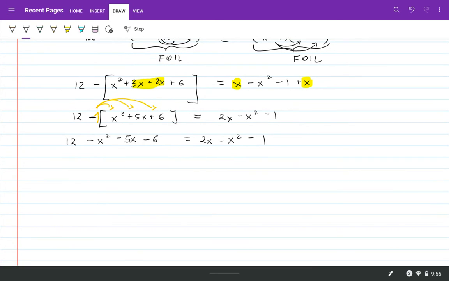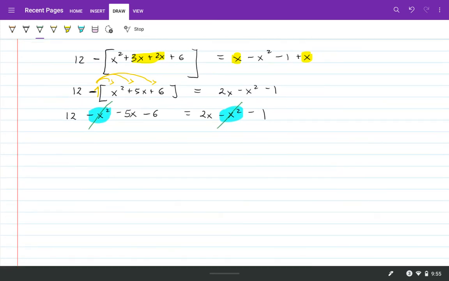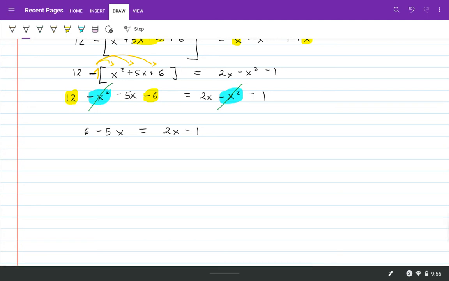So first of all, what you guys should notice that you have negative x squared and negative x squared on both sides of the equation. So that will just cancel. Okay. And we end up with 12 minus 6, which will give us 6 minus 5x equal 2x minus 1. So now finally we can solve it.